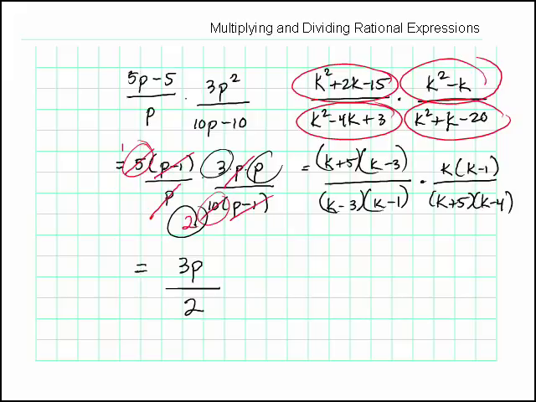All right, everything is completely factored. Let's see what we can cancel here. The k minus 3's are gone. The k minus 1's are gone. And this k plus 5 with that one right there. And that will leave us with a k over a k minus 4. And that's as far as it reduces.